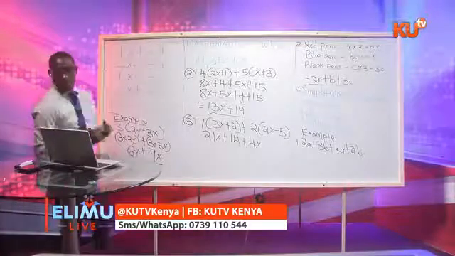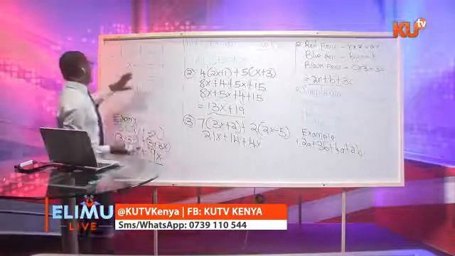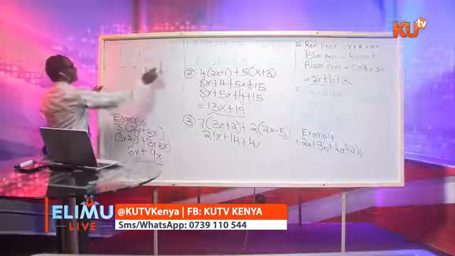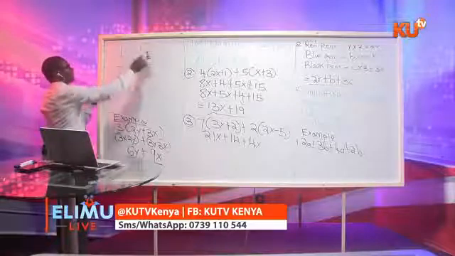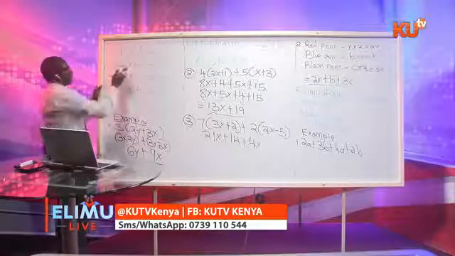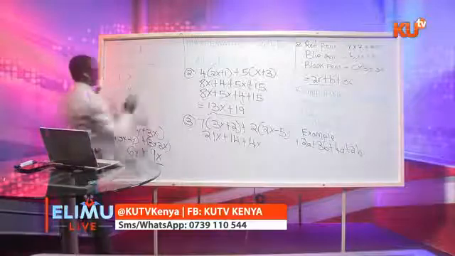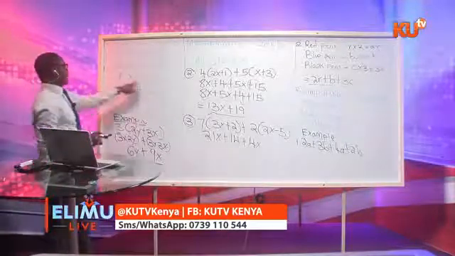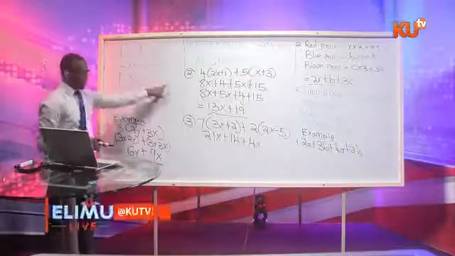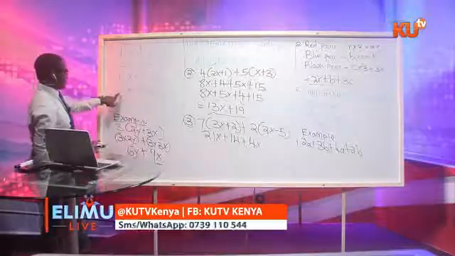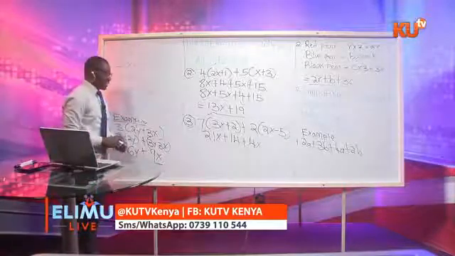To help my pupils remember, I always tell them when the signs are similar, it is addition. So plus and plus are similar, so it is plus. Minus and minus are similar, so the answer is a plus. But when they are different, addition and subtraction, the answer is negative. The same as subtraction and addition, the answer is negative.